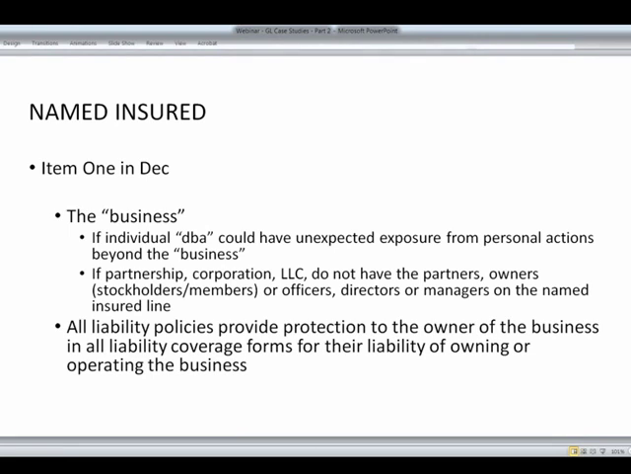In the other forms of businesses, partnership, corporation, LLCs, you do not have to name the partners, owners, stockholders, members, or officers, directors, or managers on the named insured line. They have all the protection they need in the policy already without naming them, and therefore you limit the exposure to the business and not bring the personal activities in. All liability policies, both general liability and auto liability, provide protection to the owners of the business in the forms already without naming them on the named insured line.